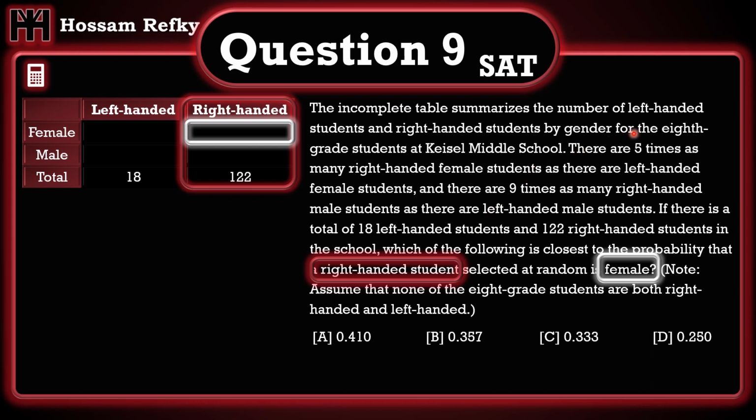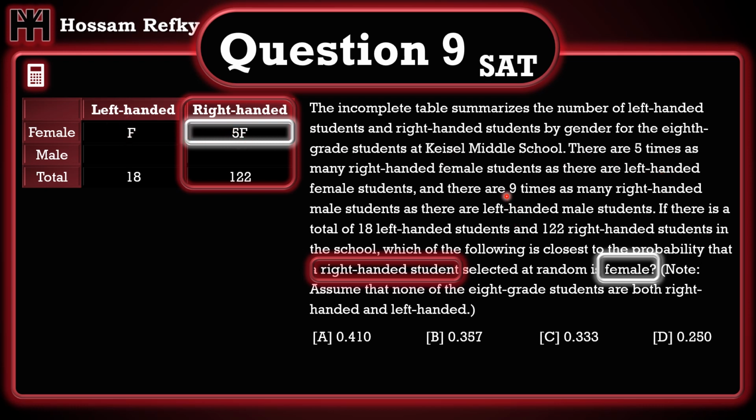So remember here, they say in 8th grade there are 5 times as many right-handed female students as there are left-handed female students. So it's 5 to 1, or F to 5F. The right-handed is 5 times the left-handed, so it's F to 5F.